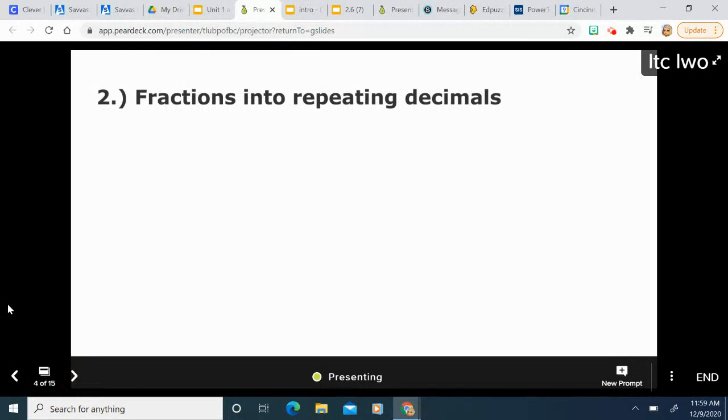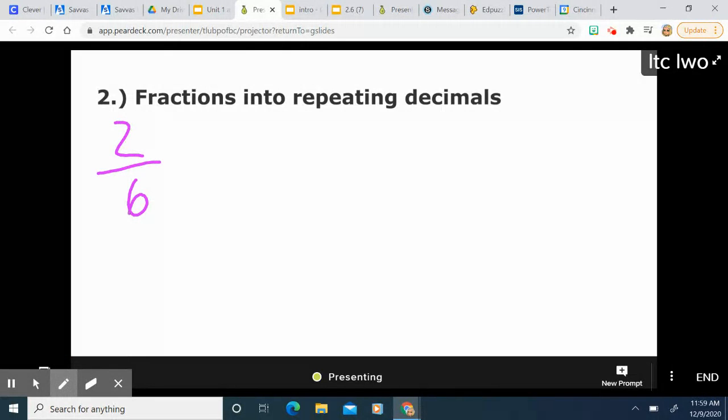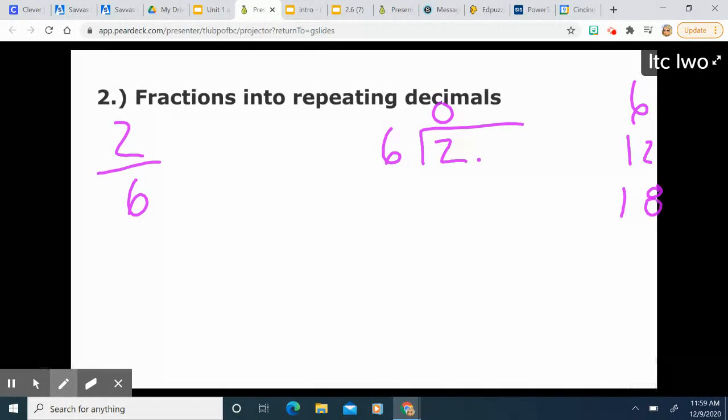Fractions into repeating decimals. So for example, if I had 2/6, I would put my top dog in the doghouse. I call this my doghouse. My top dog is my top number. I put it in my doghouse. I ask myself, how many times does 6 go into 2? It doesn't. If I list my multiples of 6, I will never get 2 because it's too big. So I'm not going to keep going. I know it doesn't go in.